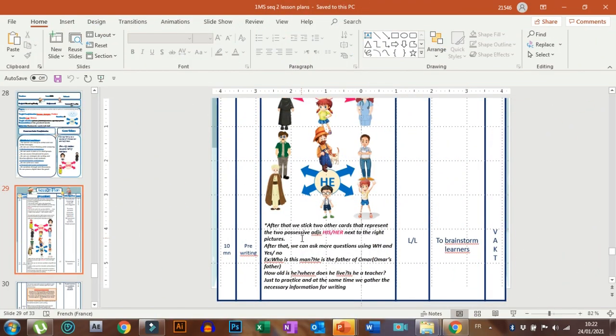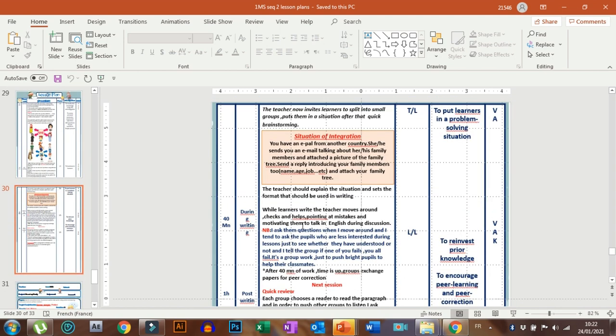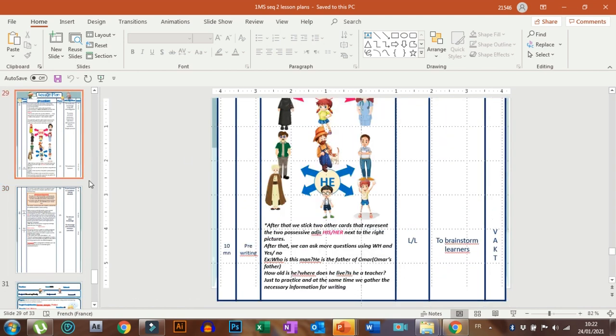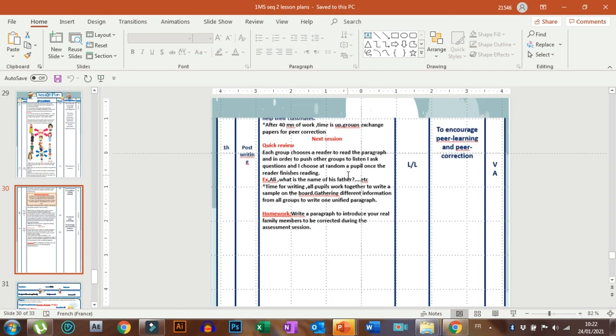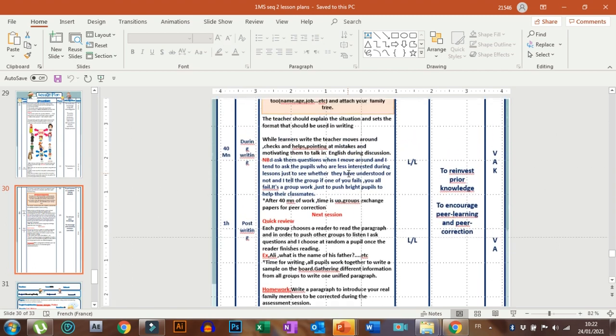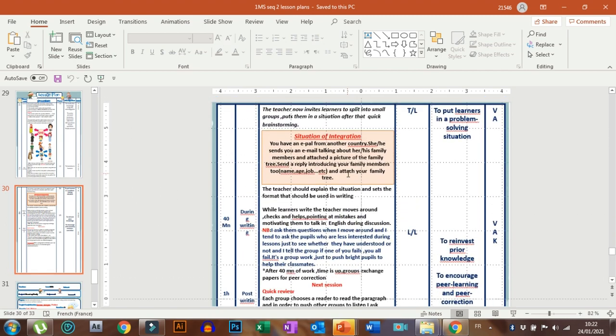Okay, now we move to the situation of integration. Let's get back to it. What is our situation of integration? You have an EPAL from another country. She or he sends you an email talking about her or his family members and attached a picture of the family tree. Send a reply introducing your family members too. You're going to speak about the name, the age, the job, etc. and attach your family tree as well.